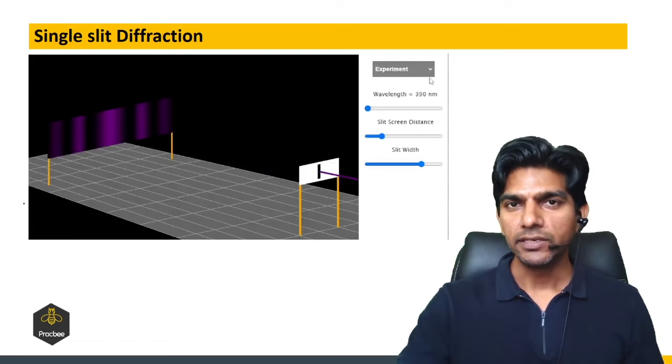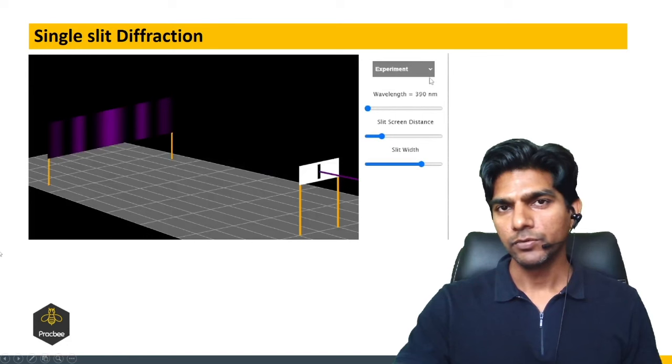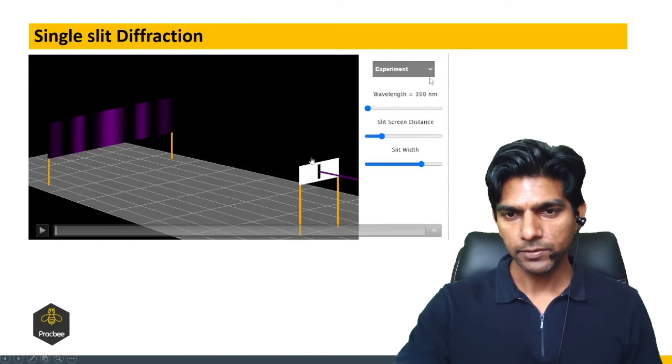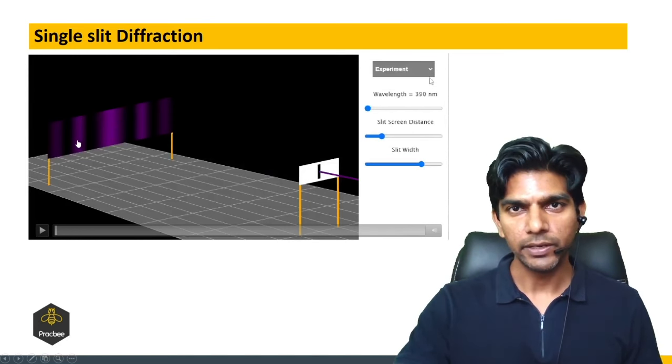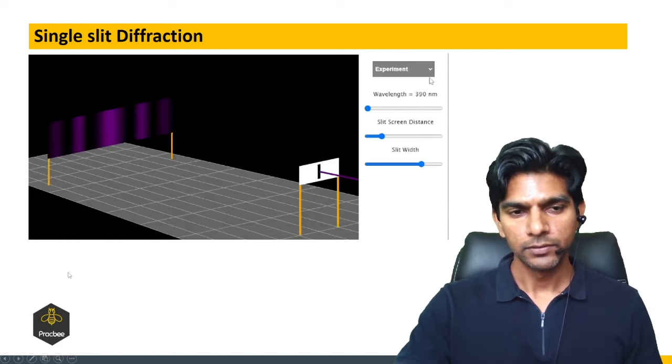Now let us understand single slit diffraction with the help of an animation. So we have a single slit and we have incident light over it. Instead of a single spot, we are getting bands on the screen. So it means the light is getting bent. And so light is bending.